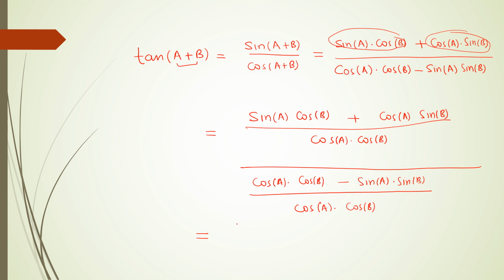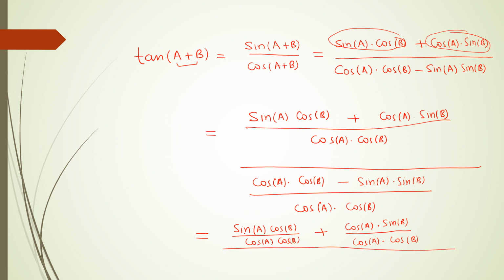So it would be like this. We can write sin A cos B upon cos A into cos B, plus cos A into sin B upon cos A into cos B, divided by cos A into cos B upon cos A into cos B, minus sin of A into sin of B upon cos of A into cos of B.